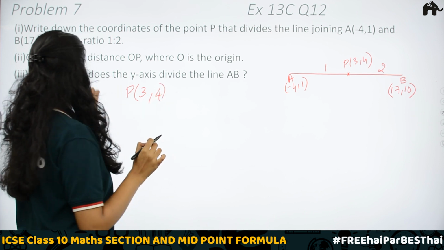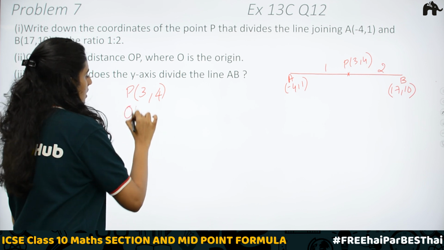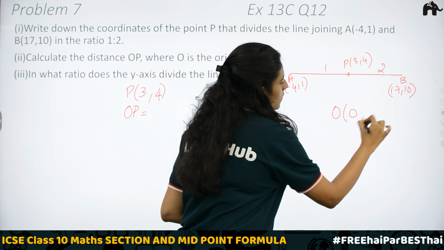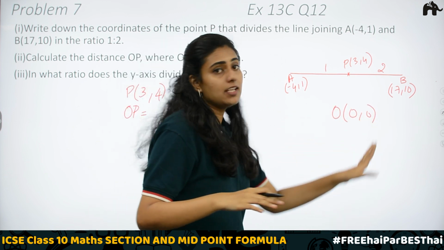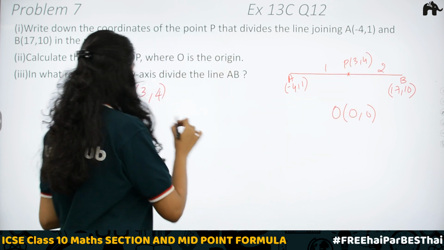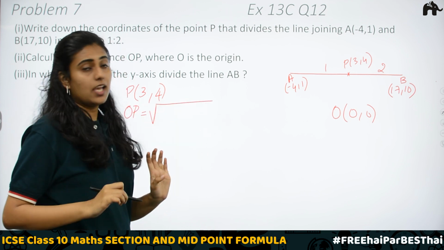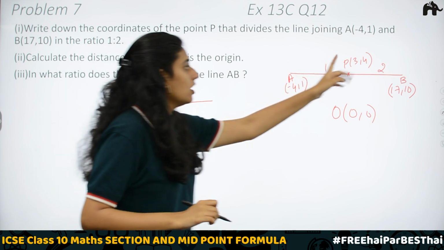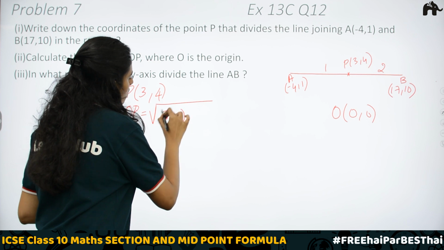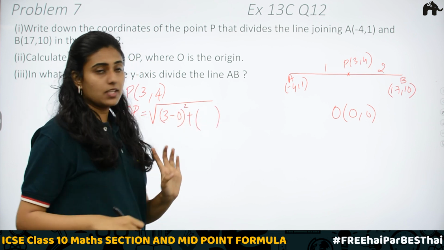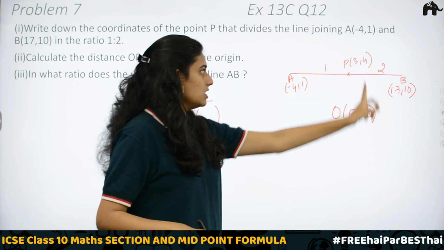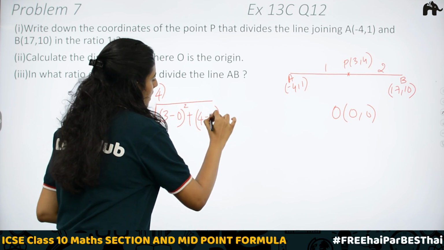Now, the second question is to calculate the distance OP, where O is the origin. What are the coordinates of O? 0, 0. For the origin, we have abscissa and ordinate equal to 0. Now, we have point P, which is 3, 4. How to calculate the distance? Root of x2 minus x1. Second point's x coordinate minus first point's x coordinate. 3 minus 0, 3 minus 0 whole square plus y coordinates. Second point's y coordinate is 4 and the first point's y coordinate is 0. 4 minus 0, 4 minus 0 whole square.